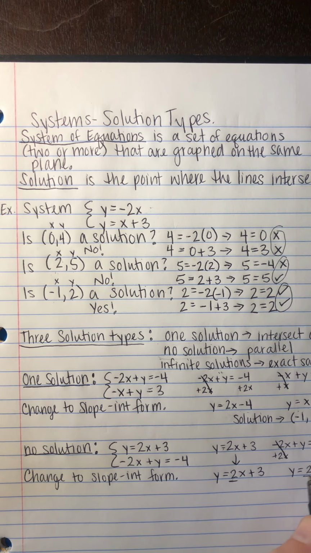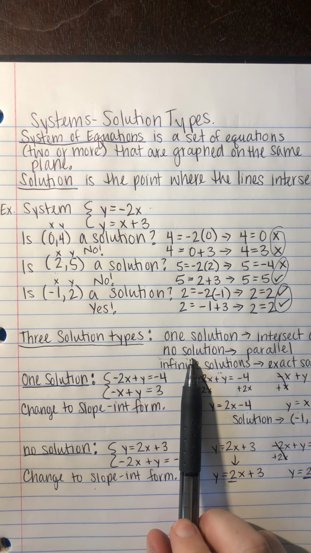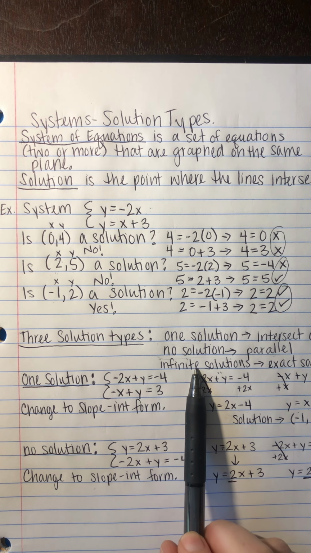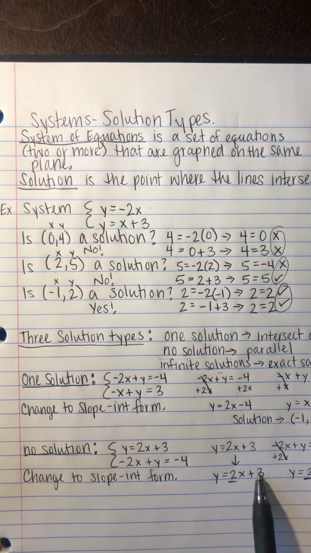So that's always what I like to look at first. Do these have the same slope? Looks like they do. We have +2 and +2. Now we can't automatically say that because they have the same slope, that's no solution, because infinite solutions also have the same slope. If they're the exact same line, they would just also have the same y-intercept.